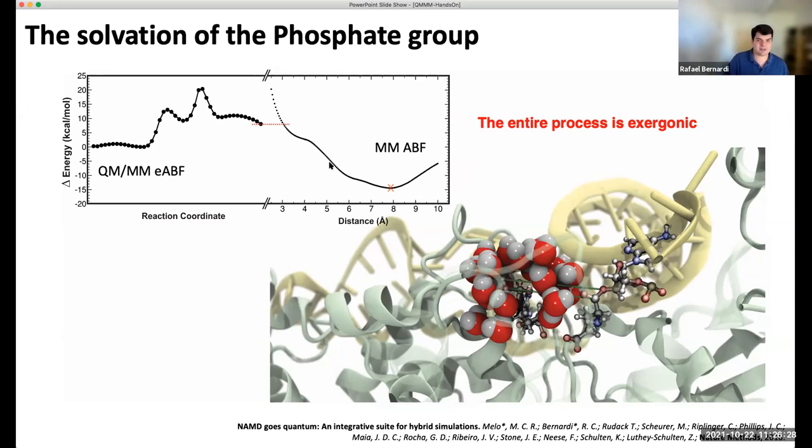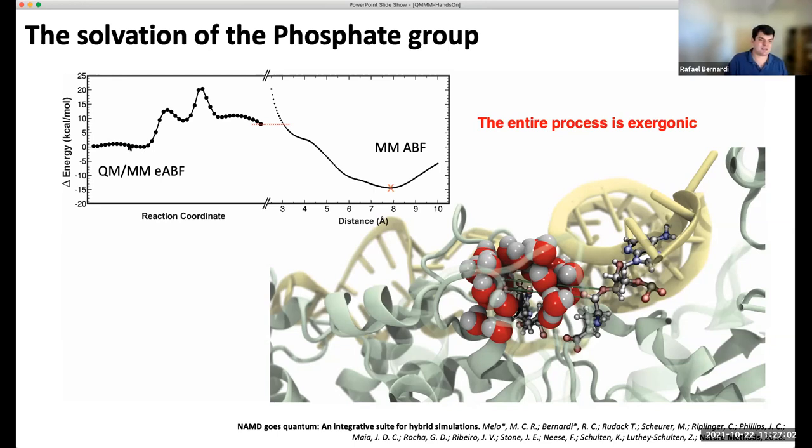So then we did this other part using an ABF, but just in MM. We didn't do QM/MM here because it would be too expensive. What we did was to check the distance of the phosphate going away from the reaction center and then solvating it. You have a system where this phosphate in the middle is being solvated, and that's the distance we're tracking. As soon as you start to go away from the distance that was there in the beginning, right after the rupture, the energy drops significantly very fast. So what that means is, as soon as you solvate, the whole process becomes exergonic.